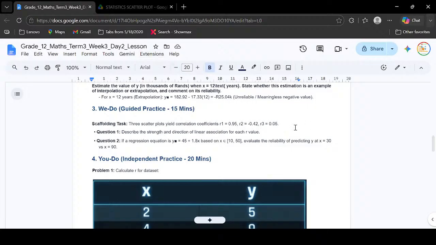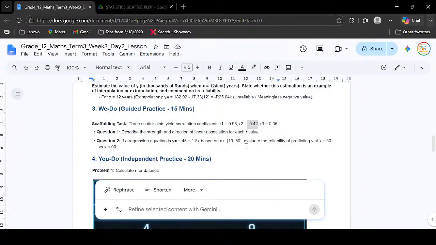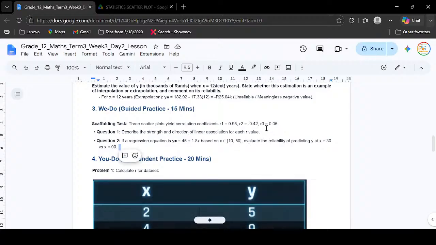We have R2, which is negative 0.42. Check the sign first. Positive or negative? The sign is negative, so we're going to say it's negative. Now 0.4, weak, strong, or moderate? It's weak. It's weak.